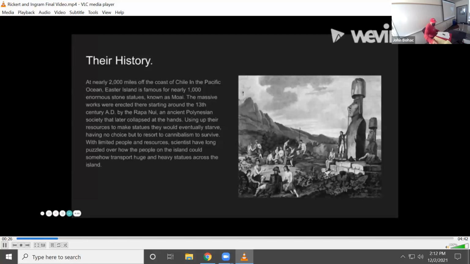An ancient Polynesian society that later collapsed at the end of the time. Using up the resources to make statues, they would eventually starve, having no choice but to resort to cannibalism to survive. With limited people and resources, scientists have long puzzled over how the people on the island could transport huge and heavy statues across the island.